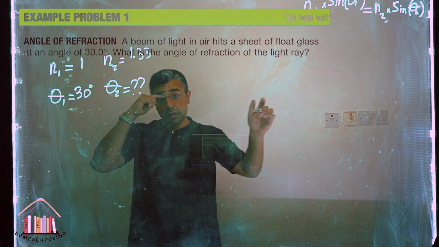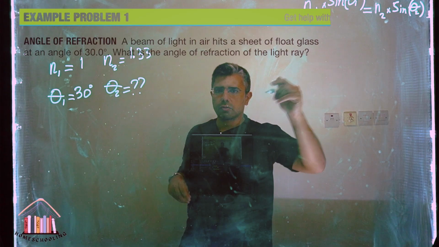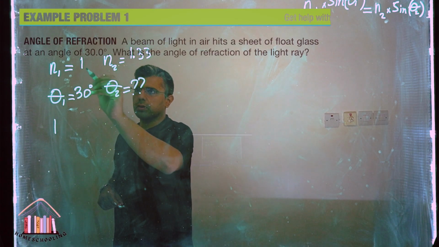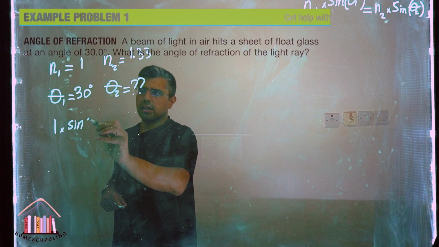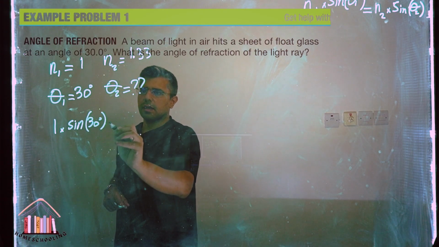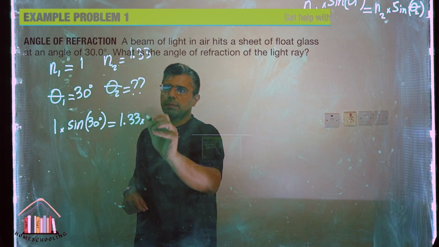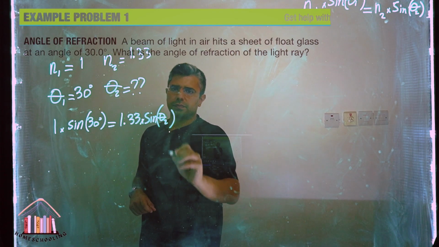So let's apply this equation here. n1 sin θ1 equals n2 sin θ2. So n1, which is equal to 1, multiplied by sin 30 degrees, equals n2, which is 1.33, multiplied by sin θ2.